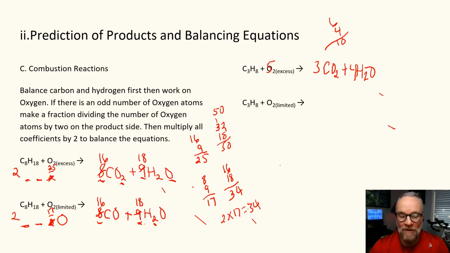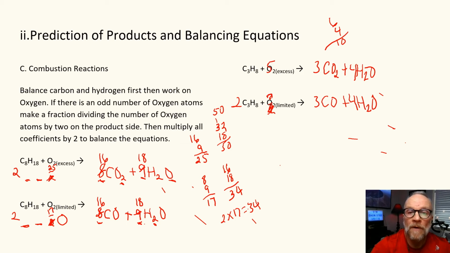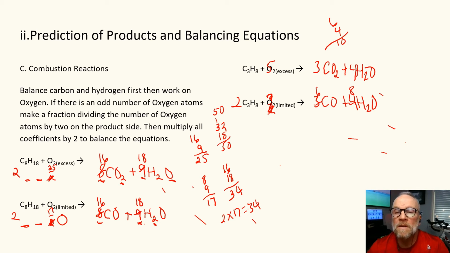Okay, let's see if the limited one works out that well. So carbon monoxide and water. 3 and 4 again. But now we have 7, and that 7 is problematic because 2 will not go into 7. And so now we have to do the fraction thing, 7 over 2. So we've got 2, 7, 6, and 8. So we're balanced there. Okay, we've got one more to do here.